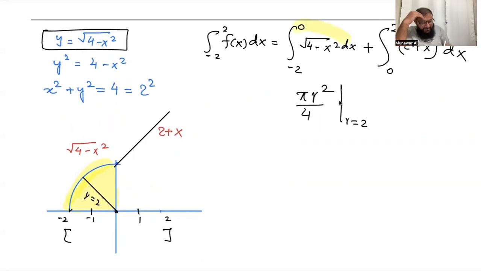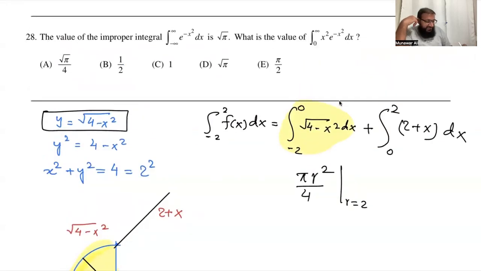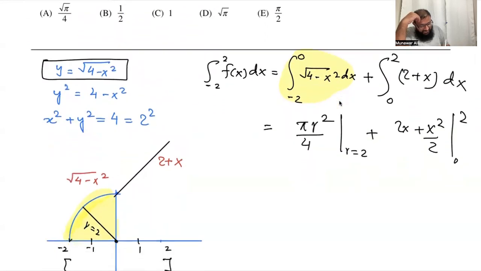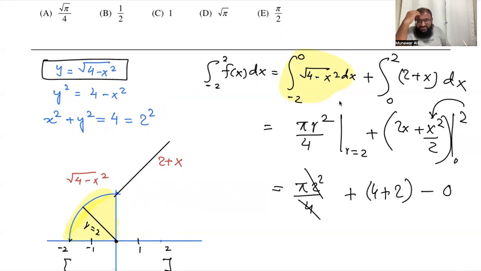This first integral is difficult, but I'm going to do it by using some other tricks. Actually, I don't want to waste time. But for the second integral, you can simply integrate and put the values that you have. Plus, the integral of 2 is 2x and of x is x square by 2, and the limit is 0 to 2. When I substitute r equal to 2, this becomes pi r square over 4, so pi 2 square over 4. The 4s are going to be cancelled. If I substitute x equal to 2 in this whole expression, this becomes 4 plus 2 square divided by 2, that is 2. If I substitute 0, I get 0. So this becomes pi.